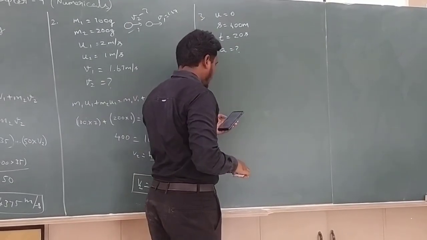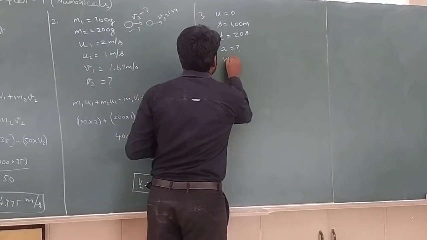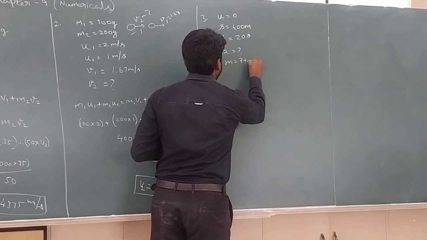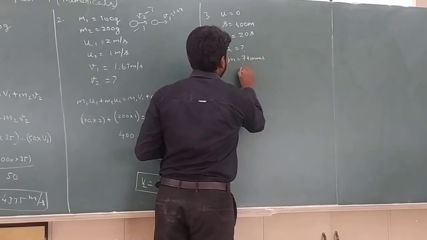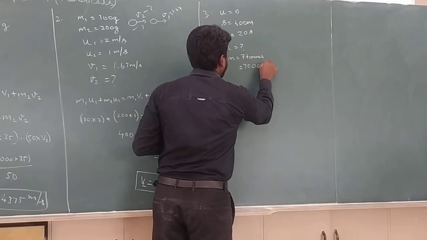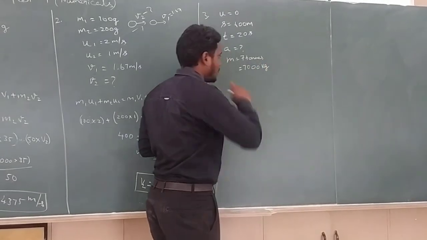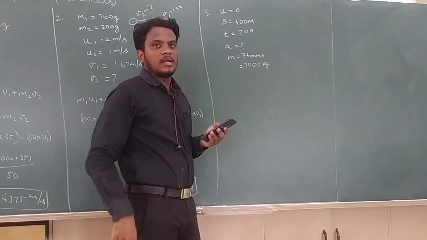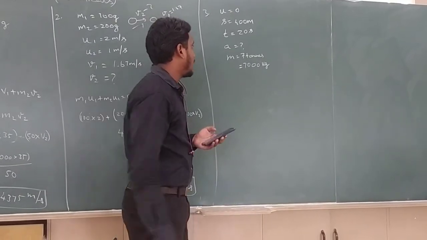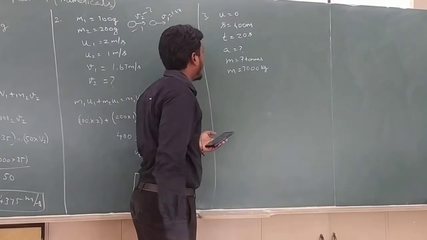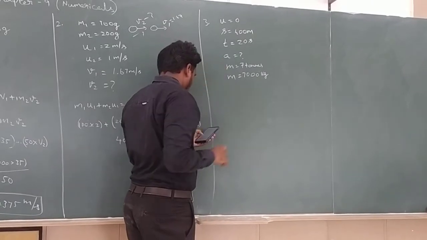Find the force if it has a mass of 7 tons. Mass equal to, they have given us 7 tons. What is 7 tons? 1 ton equal to 1000 kilograms. So 7 into 1000, 7000 kilograms mass. So first we have to find acceleration.